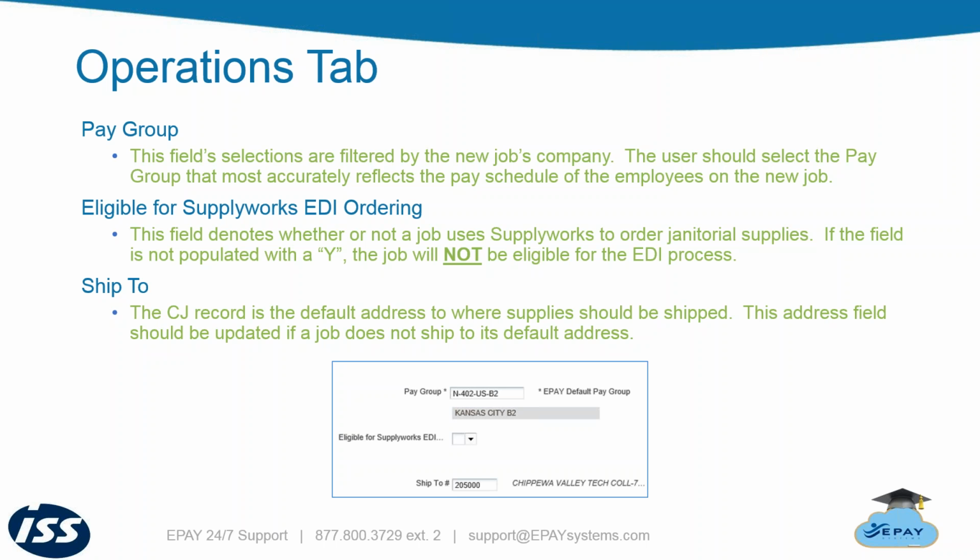Next will be the ship to field. Please note, this is a common question, but the CJ record that you have attached or assigned to the job that you're creating is set as the default address to where supplies should be shipped. This address field should be updated if a job does not ship to its default job site address.